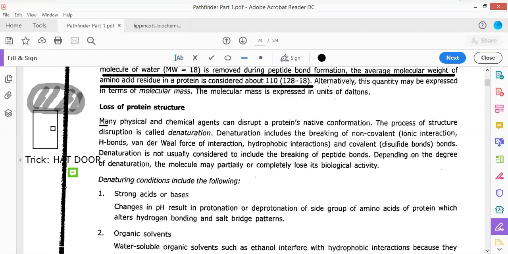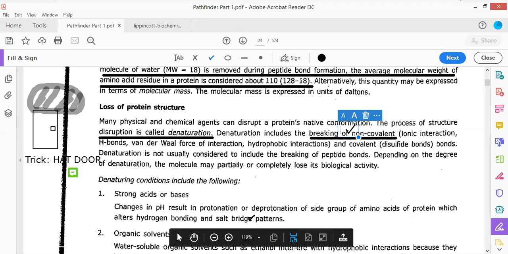Many physical and chemical agents can disrupt a protein's native conformation. There are several different types of physical and chemical agents that can disrupt the protein's native conformation. The process of structural disruption is called denaturation. Denaturation includes the breaking of non-covalent interaction. Very important. Denaturation does not mean that the protein undergoes breakage of the covalent interactions such as peptide bonds or disulfide linkages. It essentially means that there is the breakage of non-covalent interaction. Non-covalent interactions are being lost.